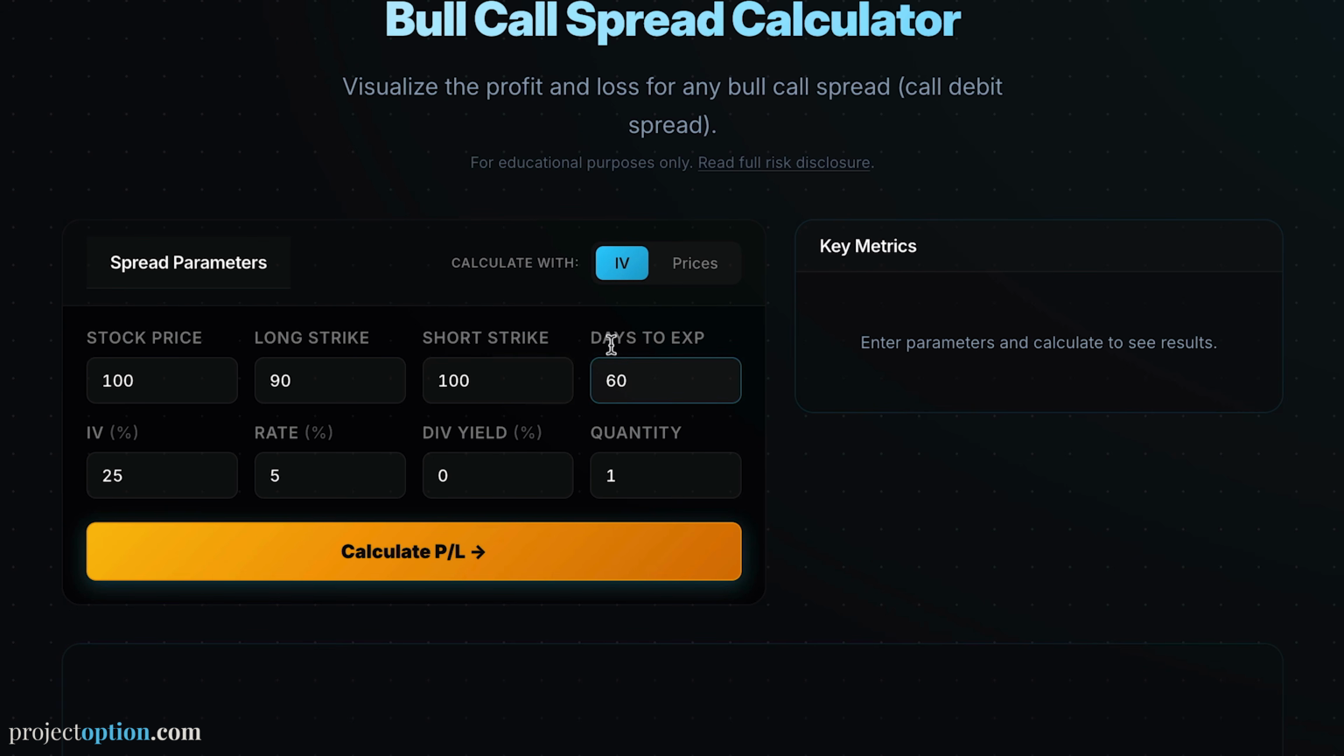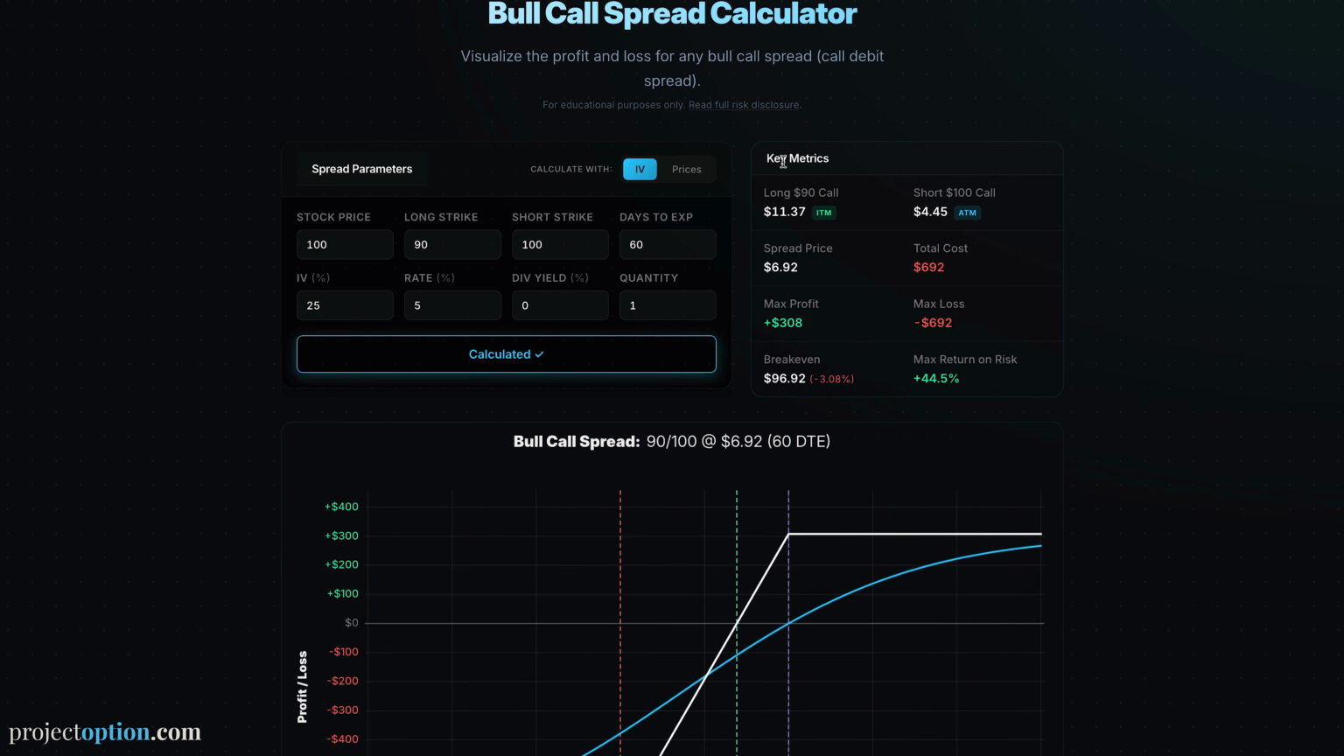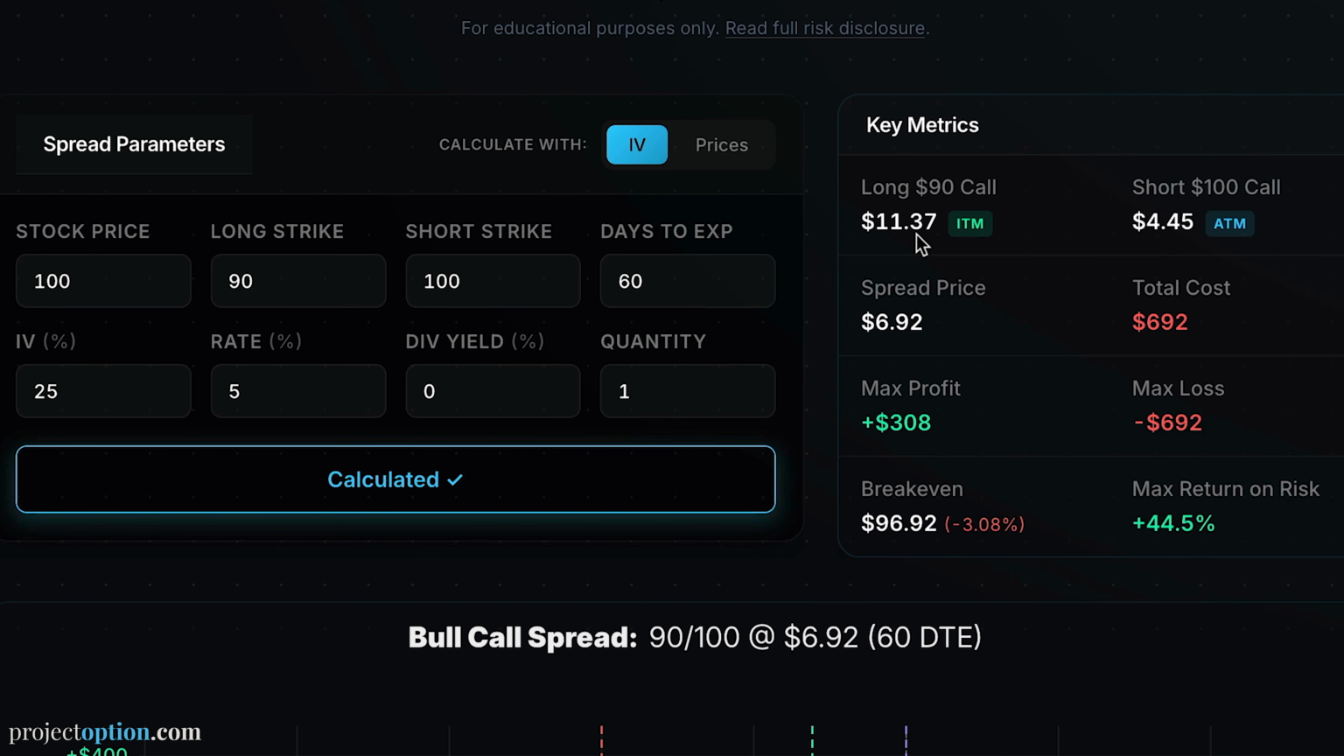Let's just bump this up to 60 DTE. If I hit calculate P&L, this is going to show us key metrics for this position. So we're buying the 90 call for 11.37. This is an in the money call since it's got a 90 strike price and the stock is at 100. And we're shorting the 100 call, which is at the money, for $4.45.